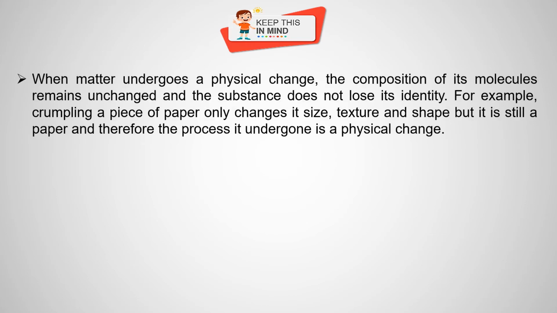Keep in mind that when matter undergoes a physical change, the composition of its molecules remains unchanged and the substance does not lose its identity. For example, crumpling a piece of paper only changes its size, texture, and shape, but it is still a paper, and therefore the process it underwent is a physical change. Why? Because the paper did not change its identity, only its size, its texture, and its shape.